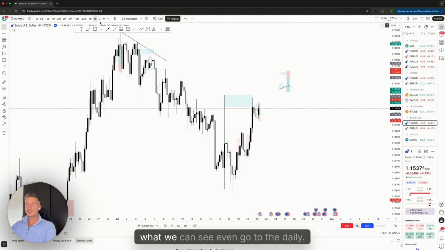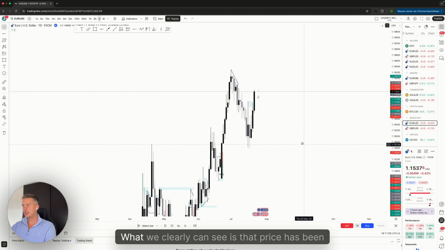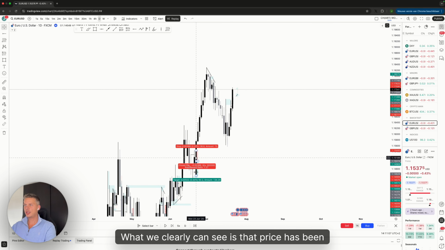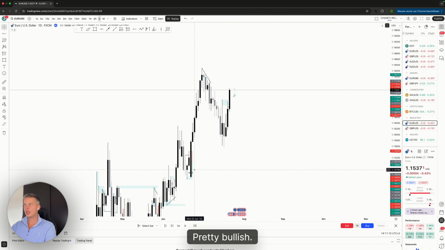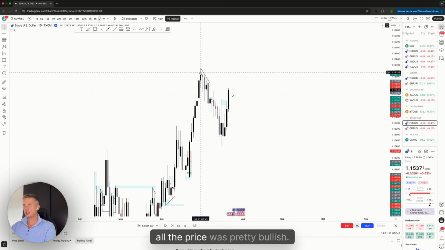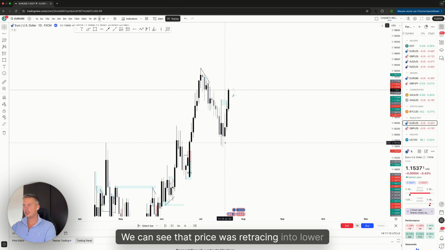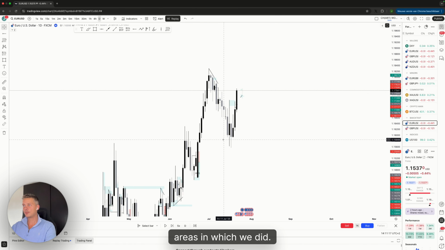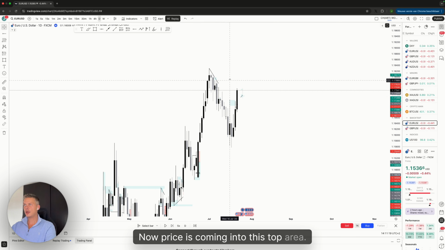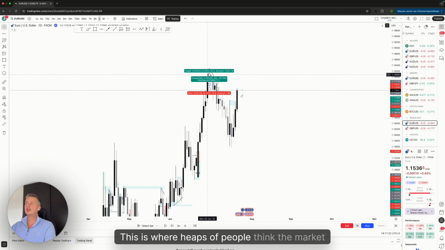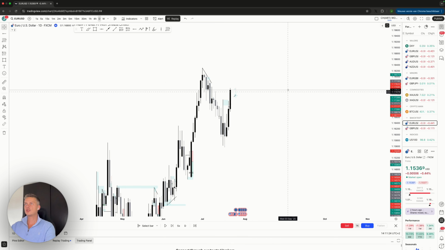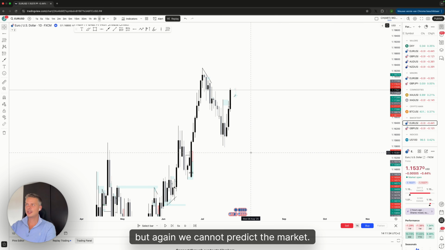So what we can see, even go to the daily, what we clearly can see is that price has been pretty bullish. And after price was pretty bullish, we can see that price was retracing into lower areas, in which we did. Now price is coming into this top area. This is where heaps of people think the market will sell off, continuing making a potential new low. I think that did happen, but again, we cannot predict the market. We can only act upon what we see.